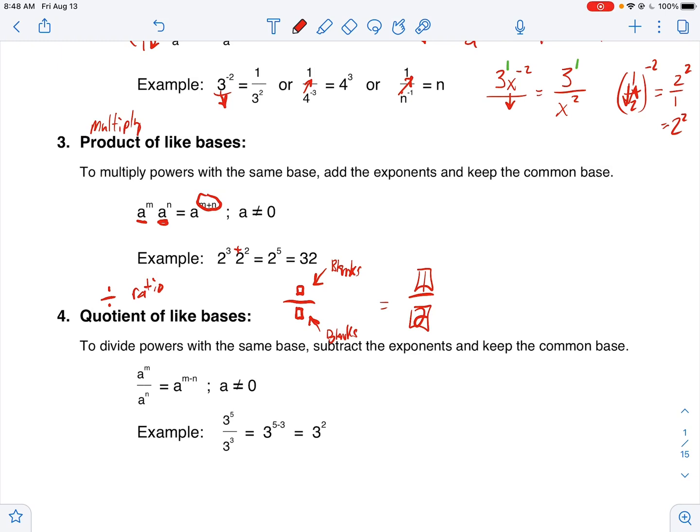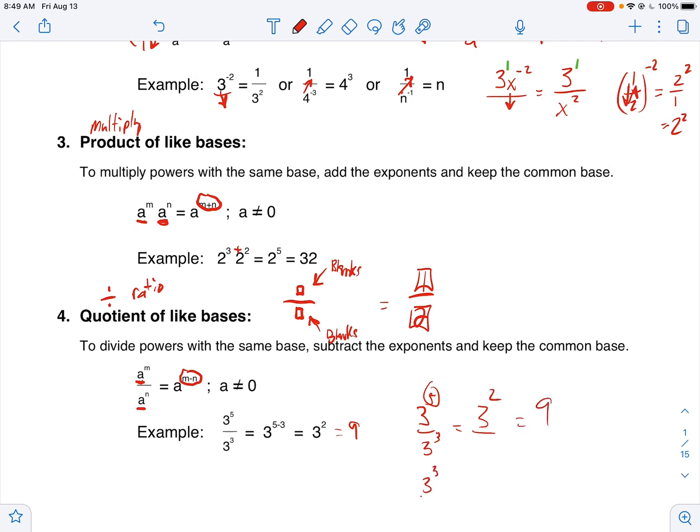Okay? If things are in division, same base, then I can subtract their exponents. Okay? So 3 to the 5th over 3 to the 3rd becomes 3 to the 5 minus 3, or 3 squared, which would be 9. Here's how I like to do that. Okay? 3 to the 5th over 3 to the 3rd. Which one's bigger? The 5 is. Subtract them. The 3 is going to be on top. 5 minus 3 is 2, which makes 9.